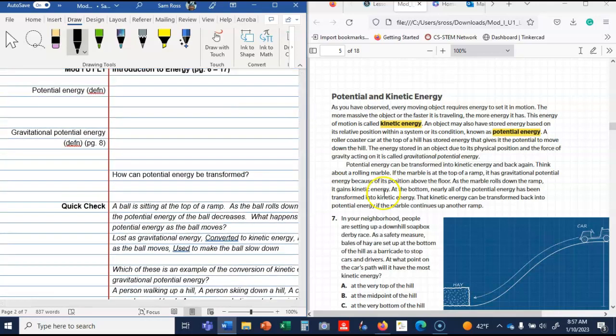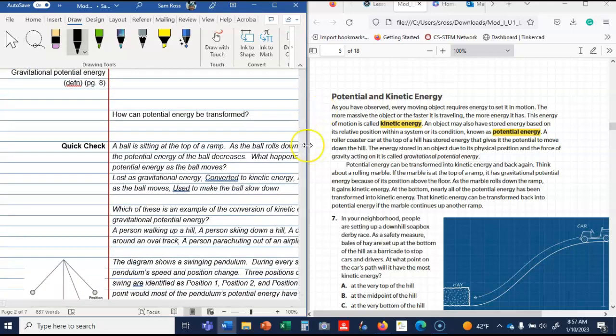Potential energy is stored energy. It says an object may also have stored energy based on its relative position within a system or its condition. Potential energy is the stored energy based on its relative position within a system or its condition, or you can just call it stored energy, because there's a ton of different types of potential energy, which we'll be getting into.